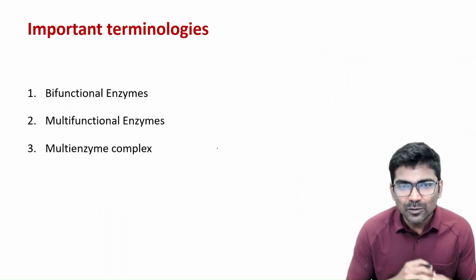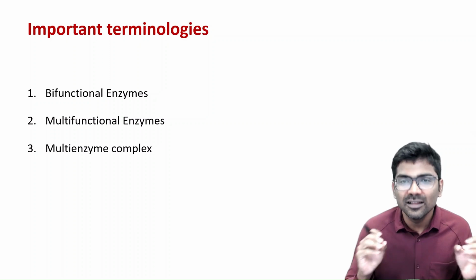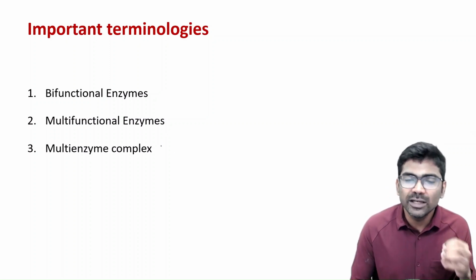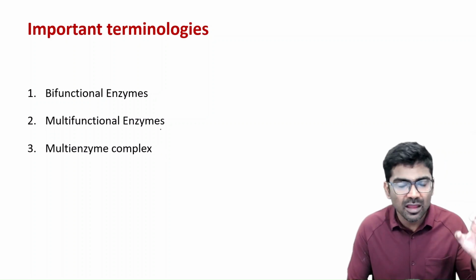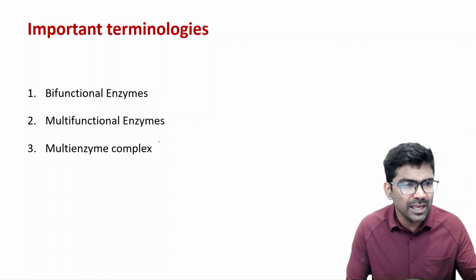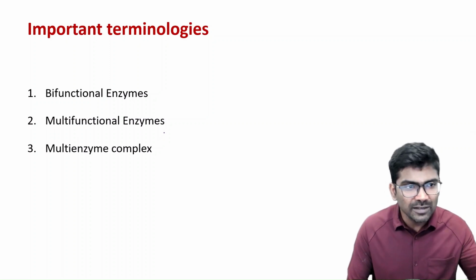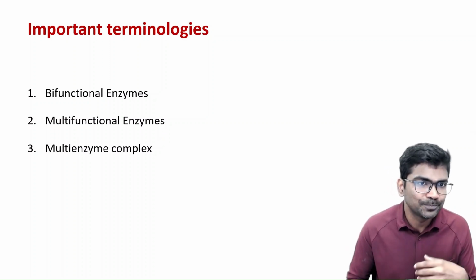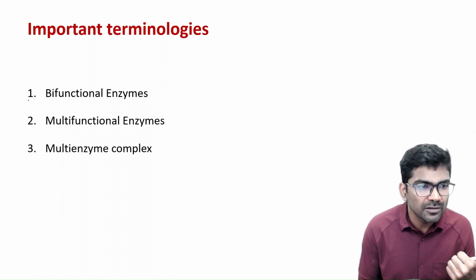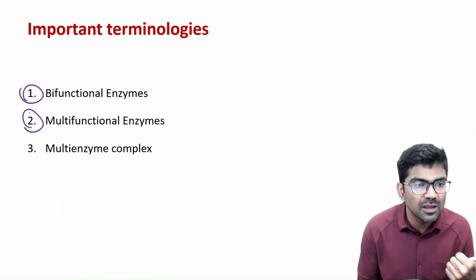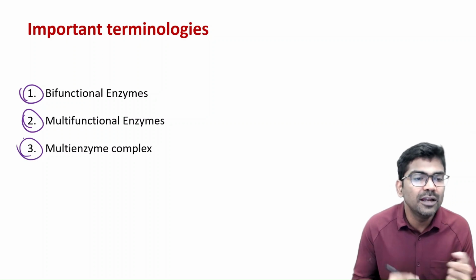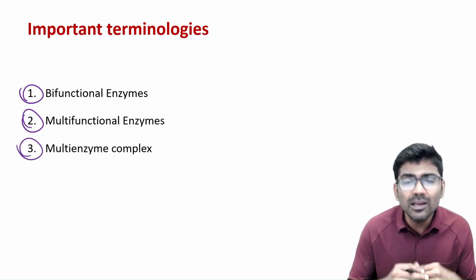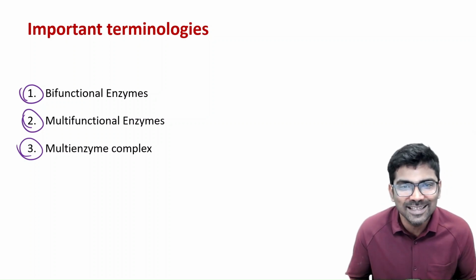Okay. So we are going to complete this lesson with these three important terminologies. In the exam, if they ask you about properties of active site, just write whatever I have mentioned. So this is something extra which I am going to teach you. What are the important terminologies? We are going to learn bifunctional enzymes, multifunctional enzymes, and multi-enzyme complexes. So this is based on active site only. That is why we are learning this in active site lesson.